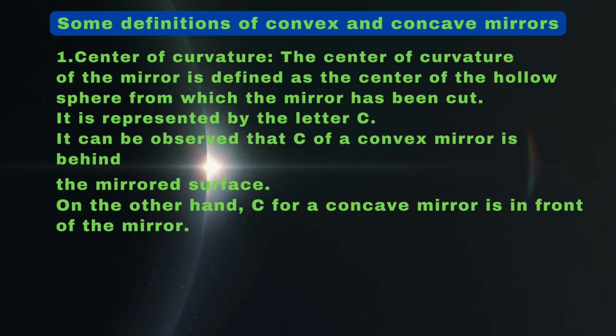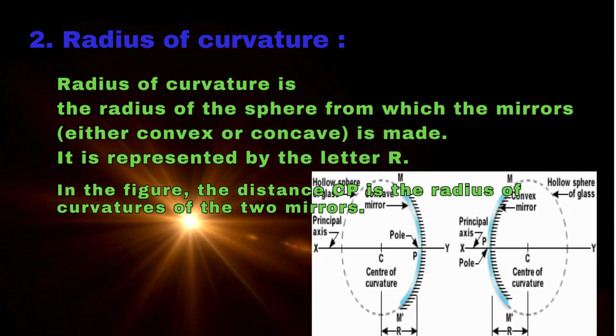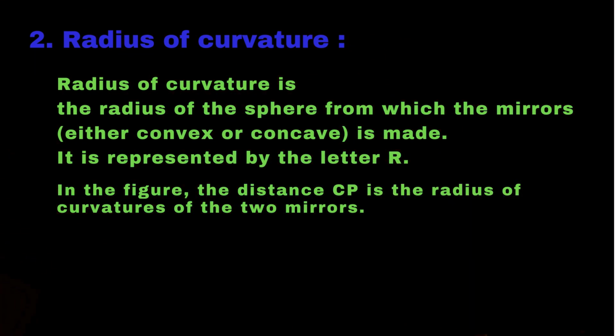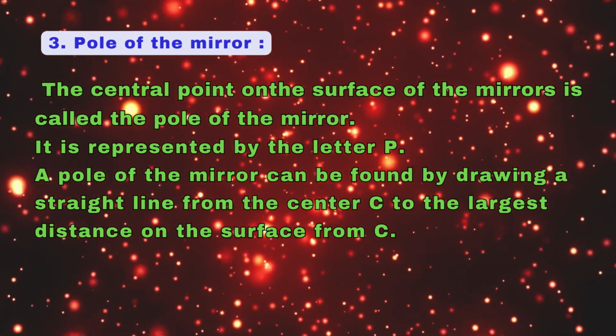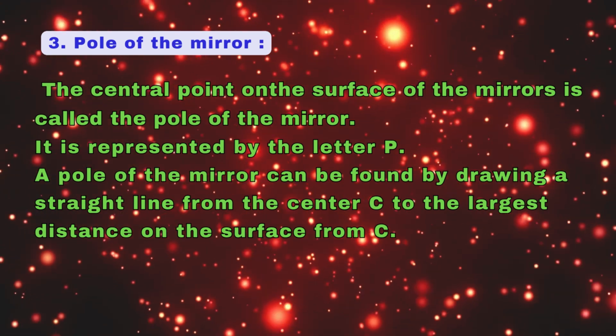2. Radius of curvature. Radius of curvature is the radius of the sphere from which the mirror is made. It is represented by the letter R. 3. Pole of the mirror. The central point on the surface of the mirror is called the pole of the mirror. It is represented by the letter P.